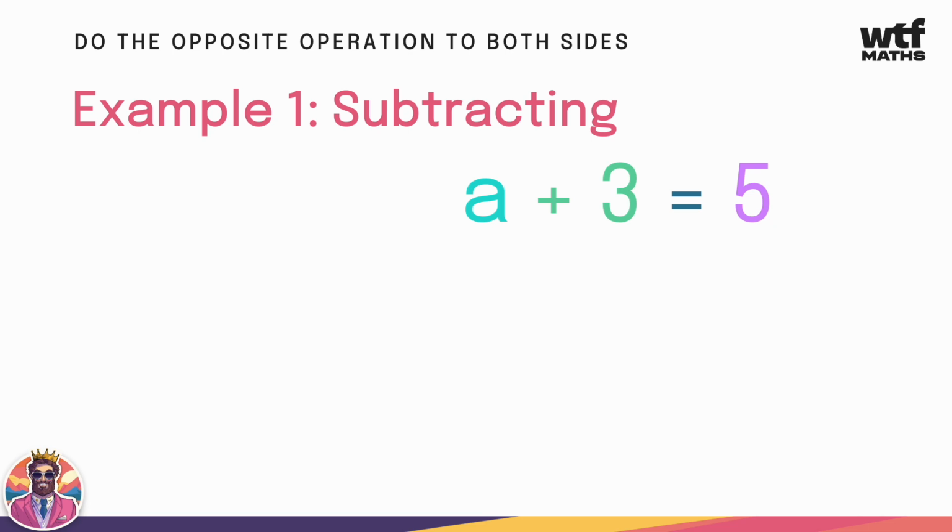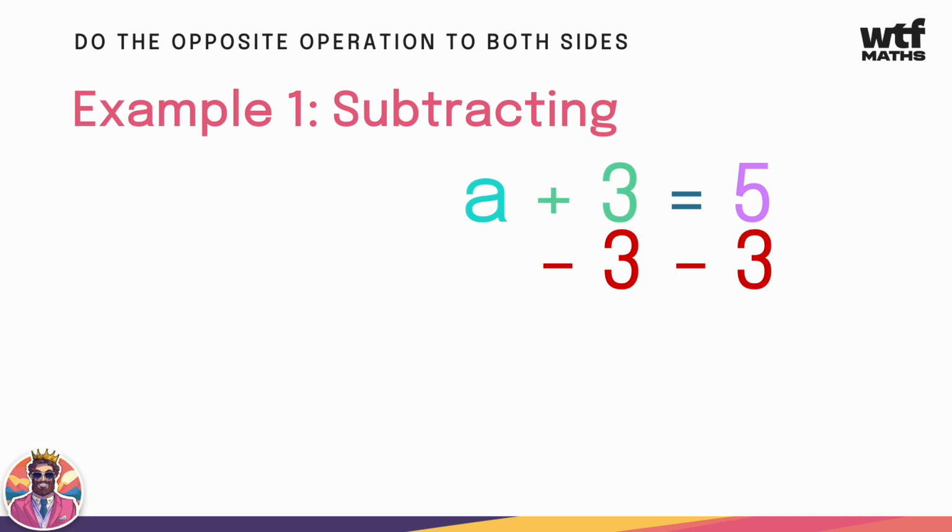Alrighty, here's an example we can try. a plus 3 equals 5. Let's think in opposites. The opposite of adding 3 would be to take 3. Now remember, what we do to one side, we must do to the other. So we're also going to take 3 on the right.